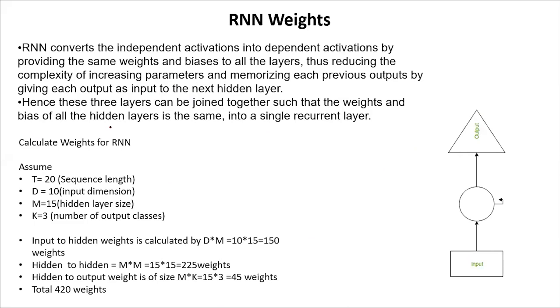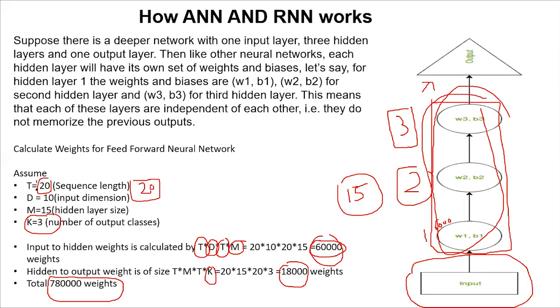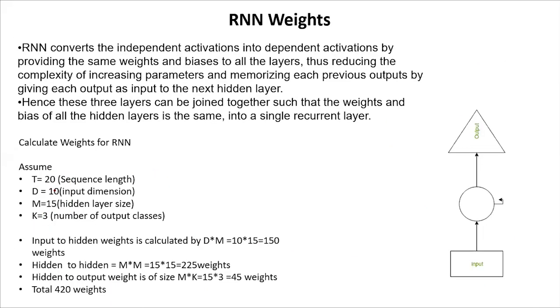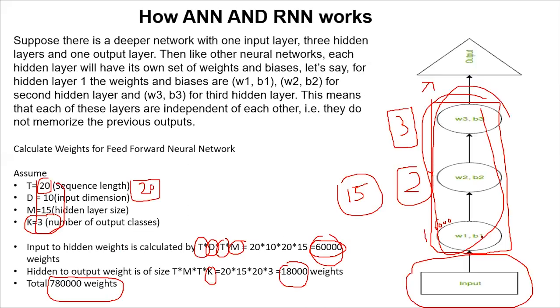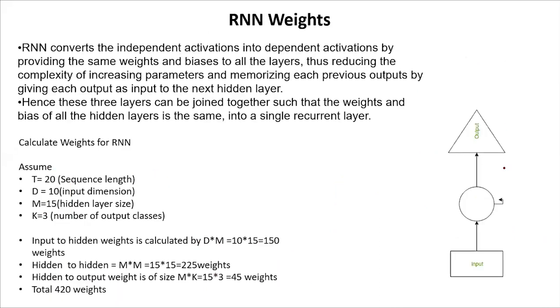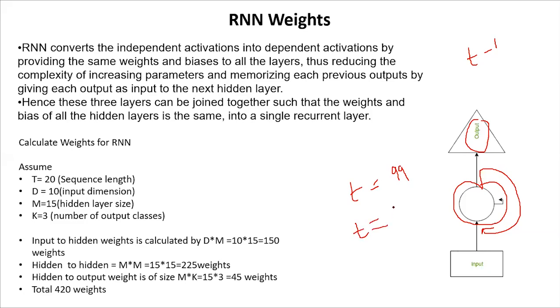So let's calculate the weights for the RNN. Again, we have got the same numbers: 20, 15, 20, 10, 15, 3. So hidden weights, input to hidden. The major difference is, instead of having 3 hidden layers, we can have one layer, and with every output, that one layer will feed that output back to itself before giving output for the input. So it will always be T minus 1. If I want to predict the output for T equal to 99, the output for T equal to 99 minus 1 will be taken into account in that same layer only. We don't need another hidden layer.